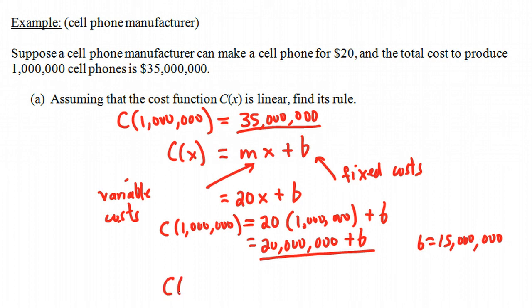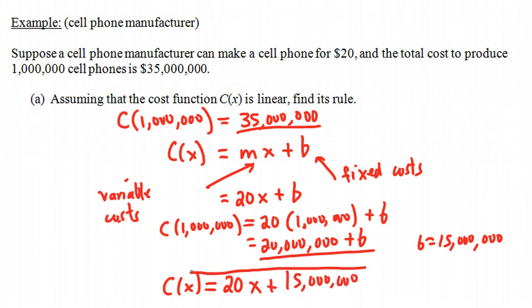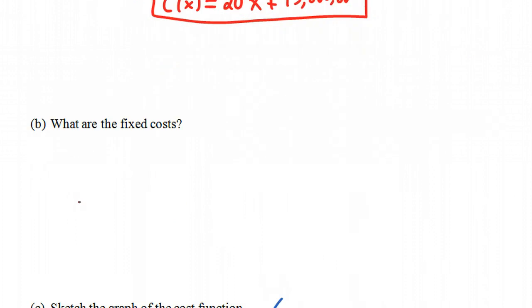So our final formula for c of x is equal to mx plus b. Now m, remember, was 20, and the b was 15 million. So c of x is 20x plus 15 million. Now what are the fixed costs? Well, we just said what that was. That's $15 million.